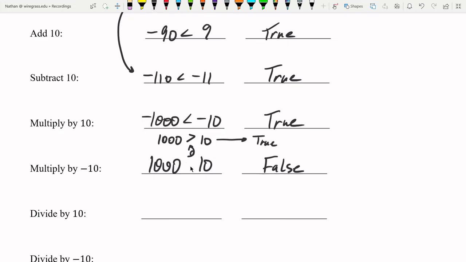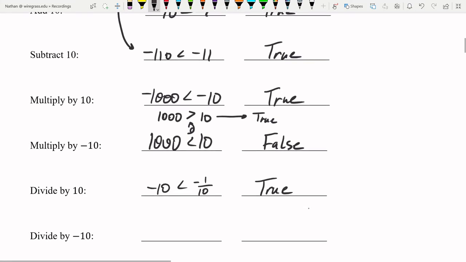Okay. The next one, we're going to divide by 10. So we have negative 100 divided by 10 is negative 10. A negative 1 divided by 10 is negative 1/10. That's a true statement. And finally, we're going to divide by negative 10. That's going to give us positive 10 less than positive 1/10. This is a false statement. Once again, we can make it true by just flipping the inequality. This is a true statement.